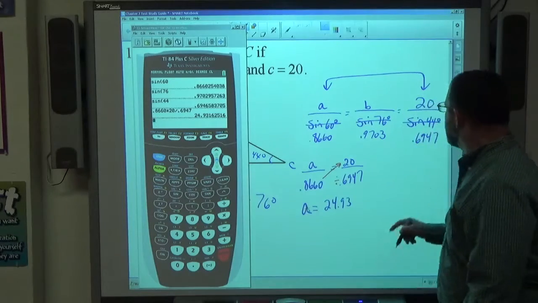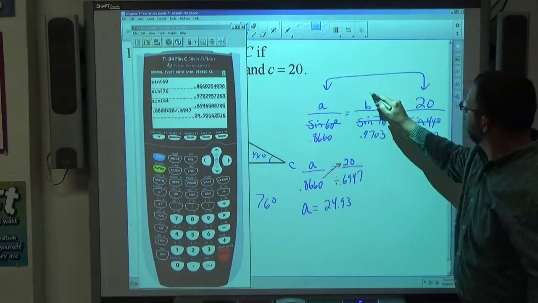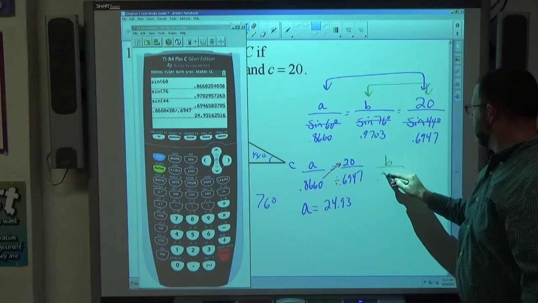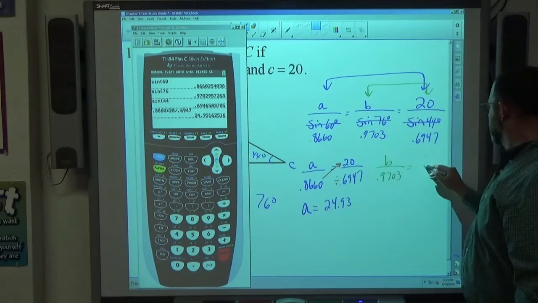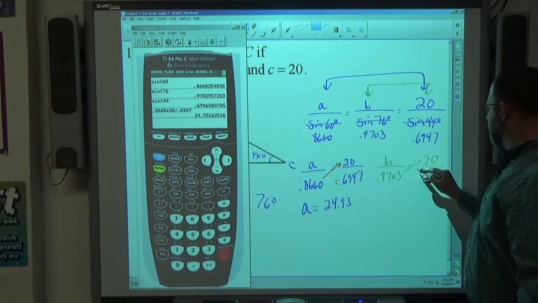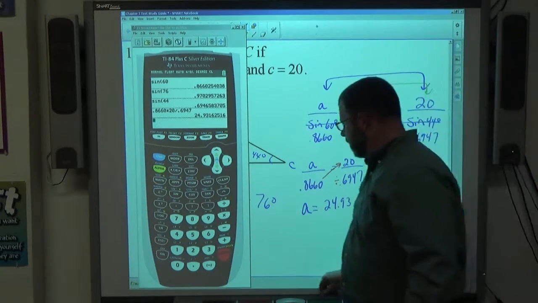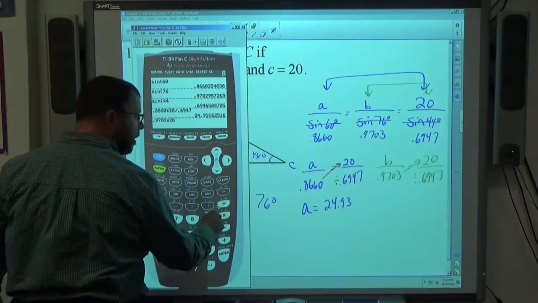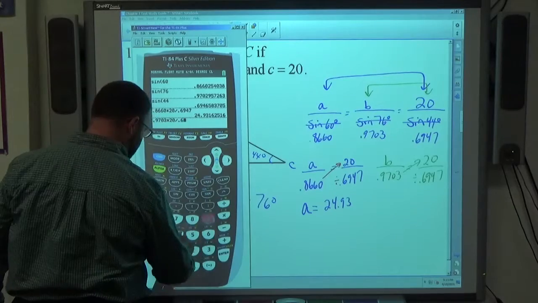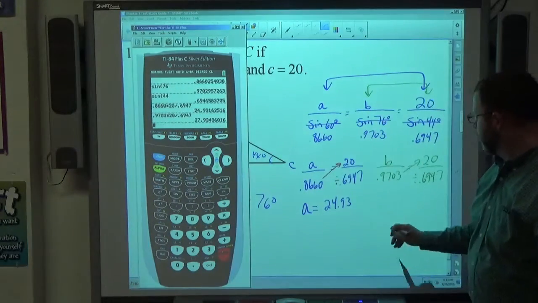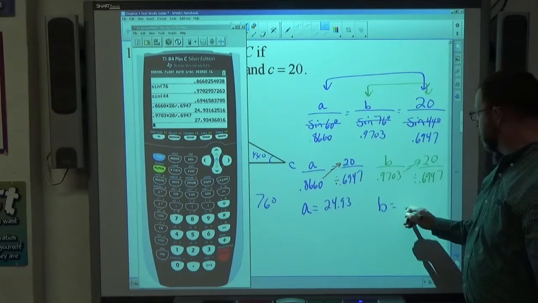And if I look at the other proportion, which would be made by these two here, that's B over 0.9703 is going to equal 20 over 0.6947. Once again, this product divided by that is going to be B. So 0.9703 times 20 divided by 0.6947. That comes out to B equals 27.93.